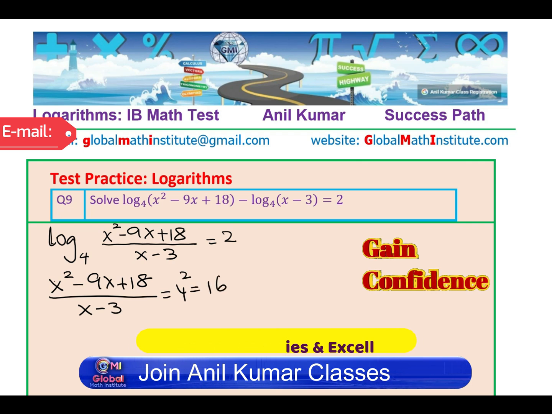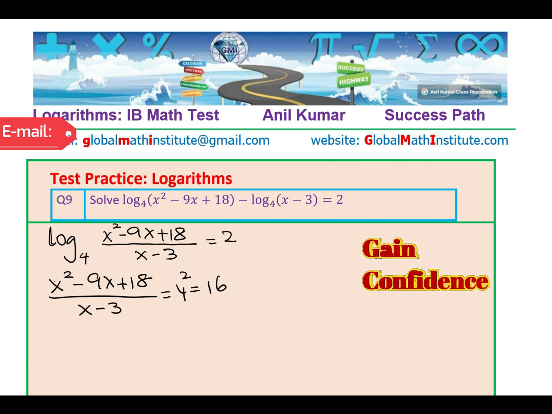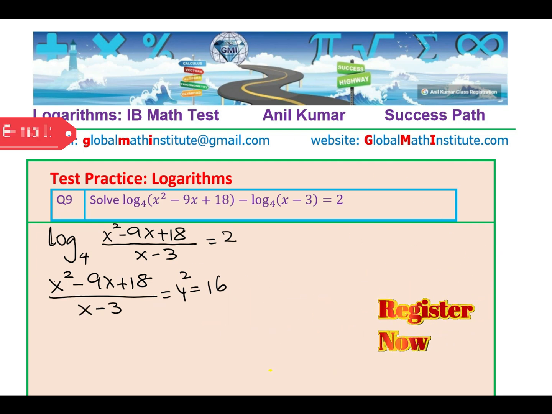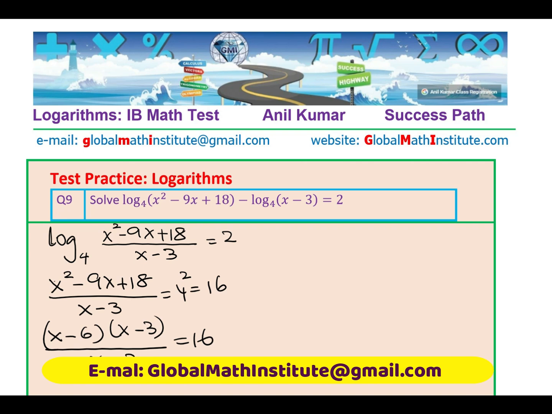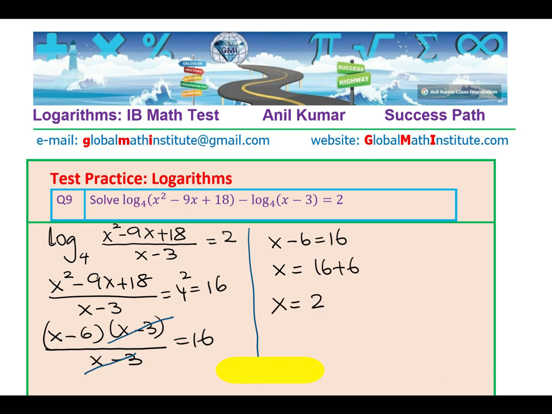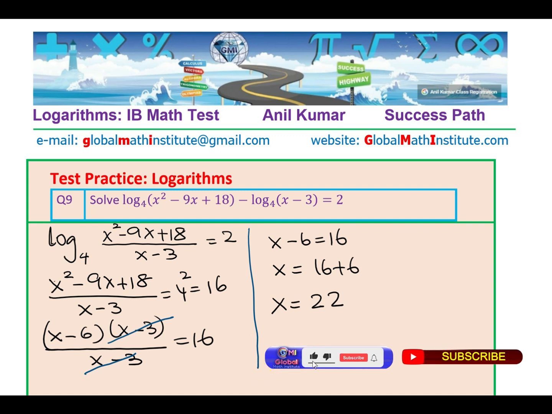Clear? And now let's factor. So 18, 6 and 3 can work, right? So we have (x minus 6) times (x minus 3) over (x minus 3) equals 16. So x minus 3 cancels. We get x minus 6 equals 16, x equals 16 plus 6, x equals 22. Makes sense. So we could actually solve this equation now. Is 22 a valid answer or not?